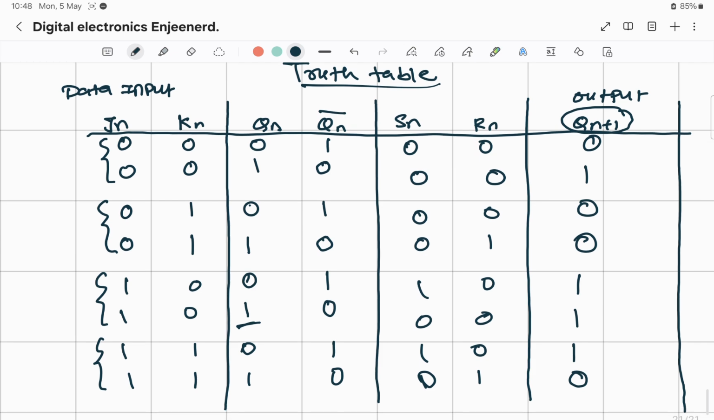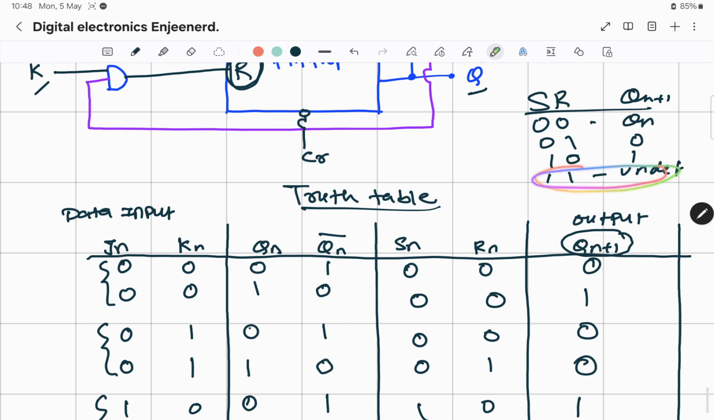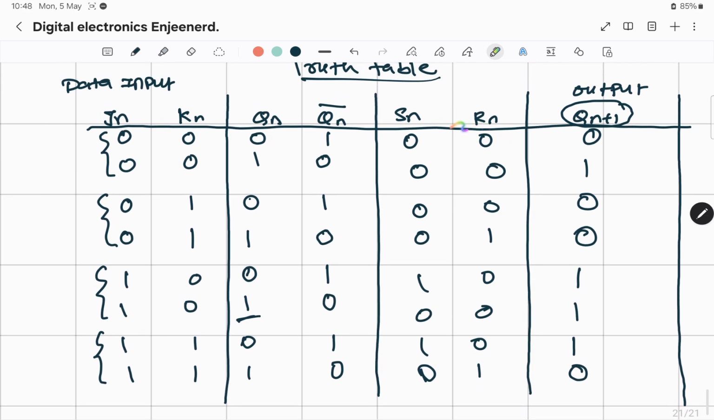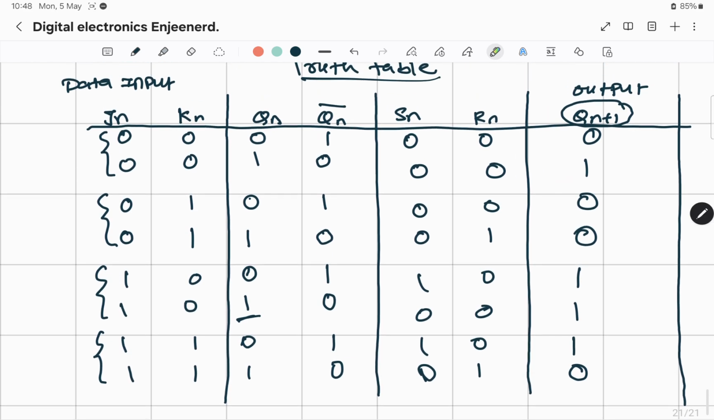Okay, now by doing this crisscross connection, what we are doing is we are eliminating this condition of S equal to 1 and R equal to 1. Look at this table. Can you find any state where S and R both are 1 1? No, which means we have tried to eliminate that state, and hence I have eliminated the undefined state of Qn plus 1.